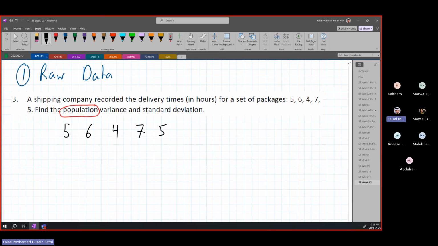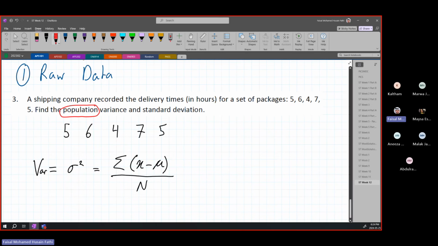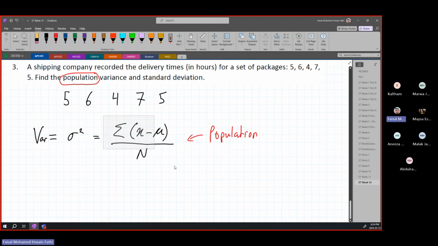So for the population, your variance equation is going to be, there are two different forms of this equation. But I'm only going to be using one of them because it is much faster to solve using that one. But I'm going to write both of them just so you know what it is. So the variance, also known as sigma squared, is going to be sigma of (x minus mu) over your n value, squared. Again, this is for population. This is the form that you remember that we did from before.